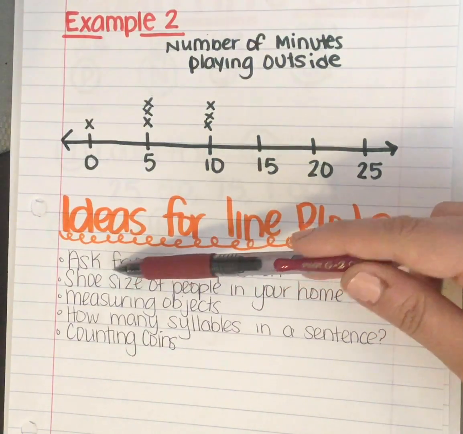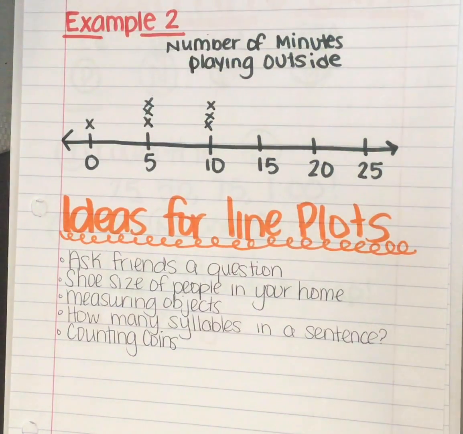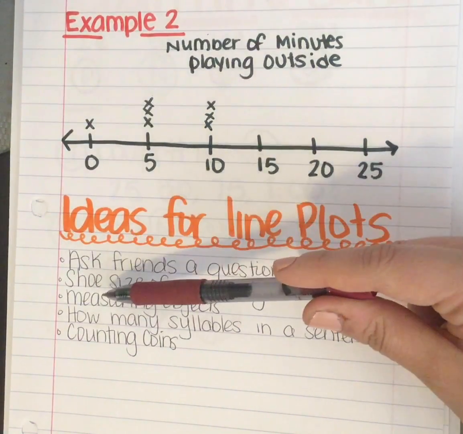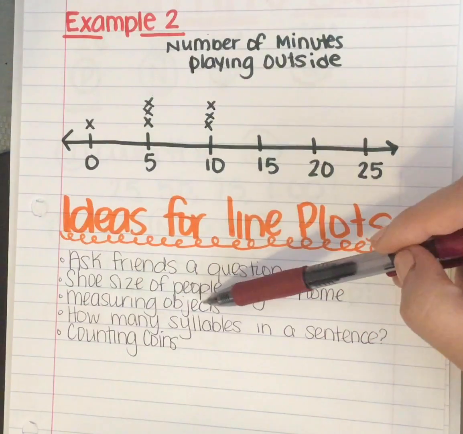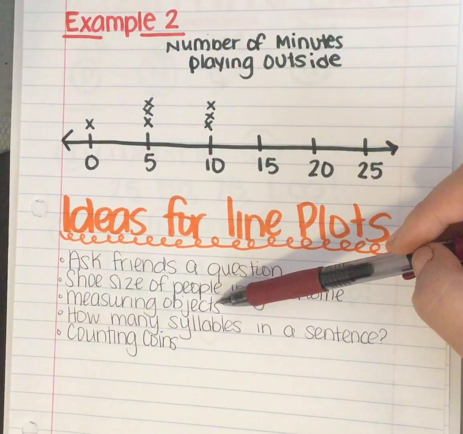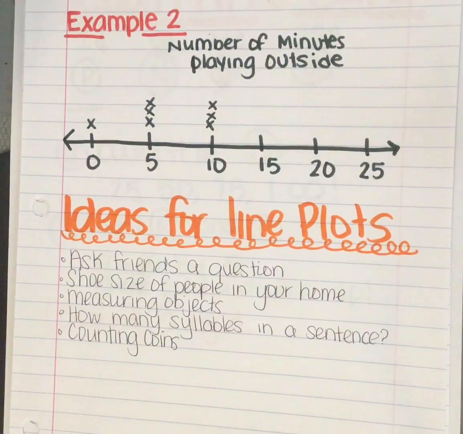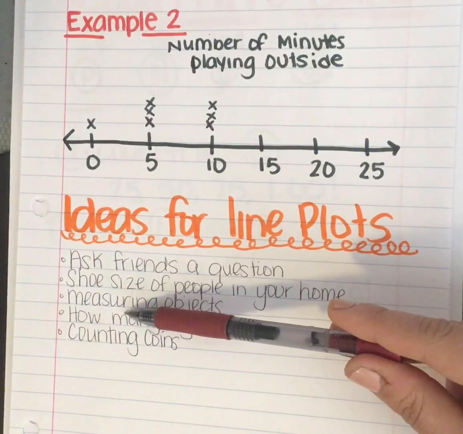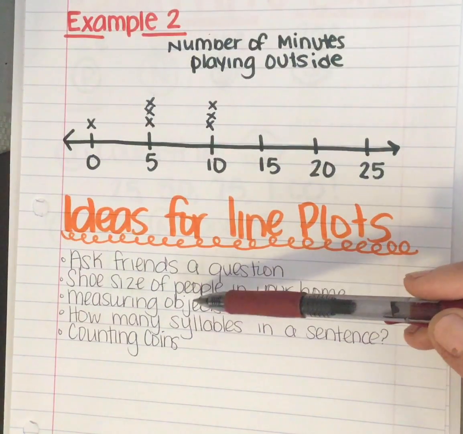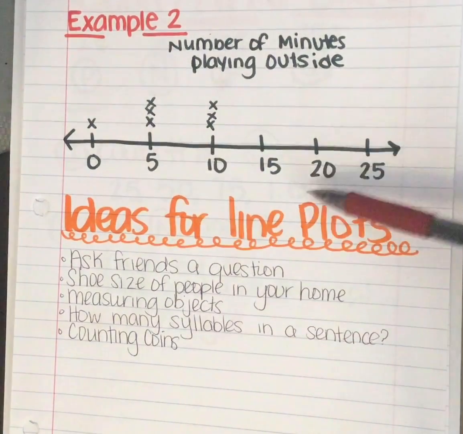You can ask the shoe size of people in your home, or maybe look through the shoe closet and see how many are a size 9 or 9.5. You can also measure different objects in your home using a ruler, using tape measure, using a string, whatever you need. You can measure different objects and plot them on a line plot. You can also look at different books and choose a sentence and count how many syllables are in each sentence and plot that with a line plot.